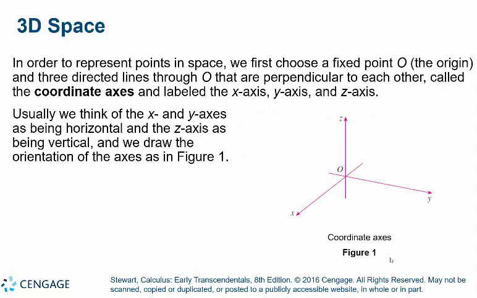Okay, in order to represent points in space, we first choose a fixed point O. This is going to be called the origin here. Okay, and three directed lines through O that are perpendicular to each other called the coordinate axes. So we have the x-axis, the y-axis, what you're used to, and now a new axis called the z-axis. We usually think of the x and y-axis as being horizontal and the z-axis as being vertical, as you can see in this figure here. So horizontal and then the vertical.